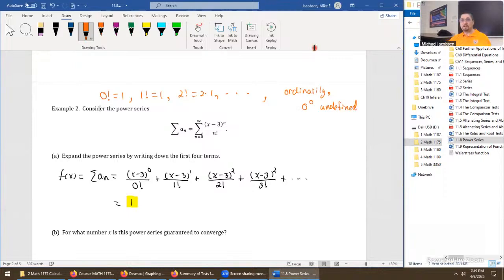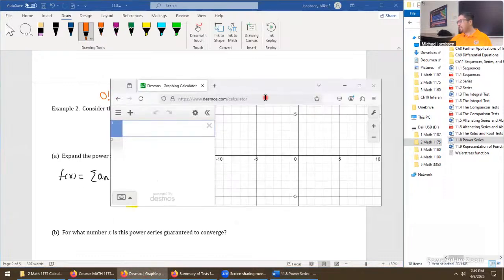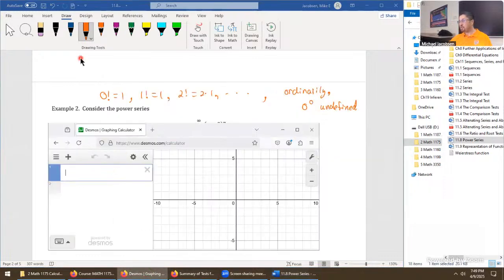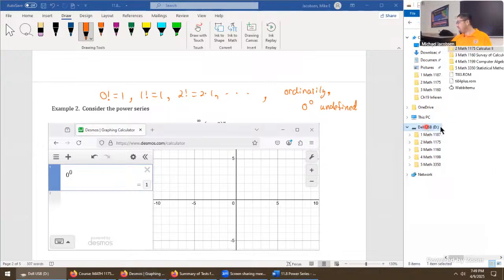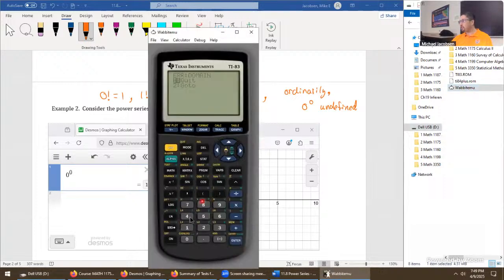Well, let's test this out. Not every piece of software agrees on that statement. Let's see what Desmos says. 0 to the power 0 is 1 according to Desmos. That's awfully weird. Let's check out a different calculator. The TI-84 calculator is a pretty trustworthy system. I might have done this once already.